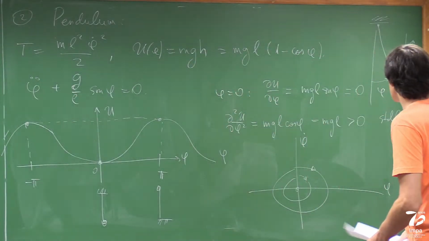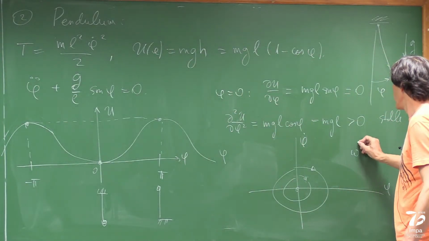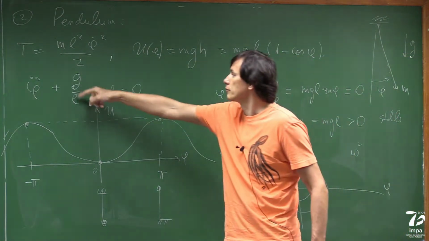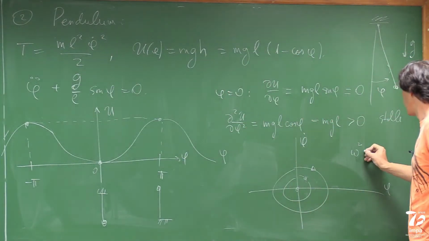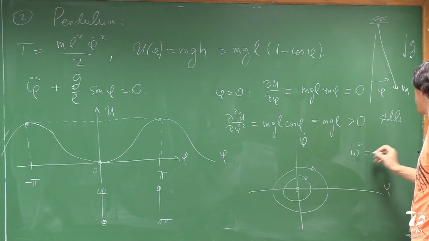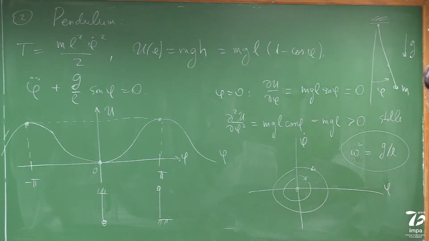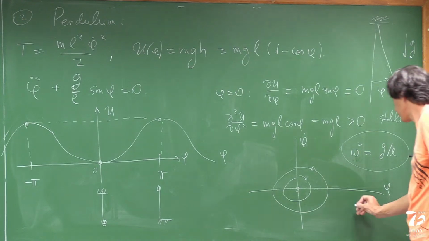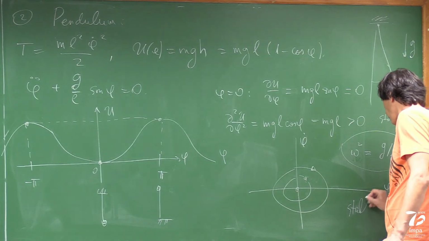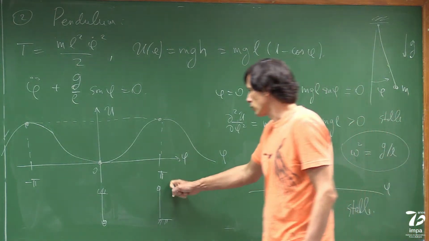And you can check that the frequency is exactly this coefficient. The squared frequency is g over L. So that's a stable equilibrium. So now let's consider the second one at pi.